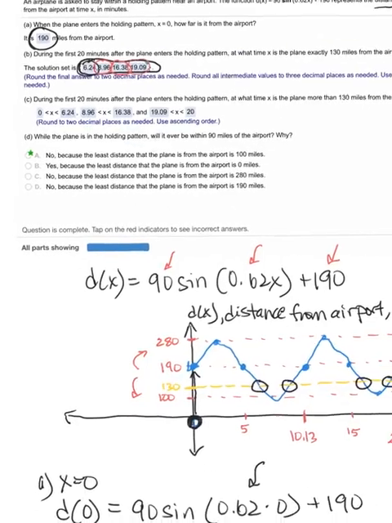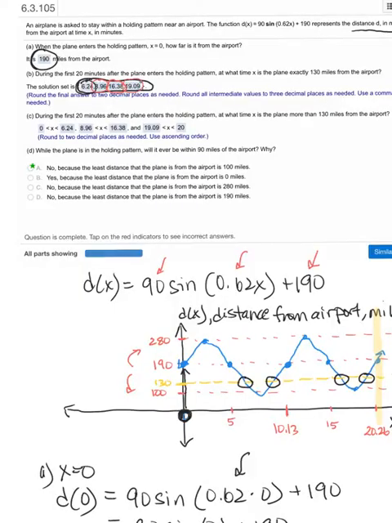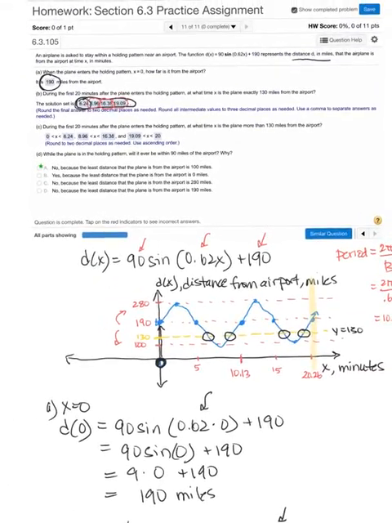And then the second part says, okay, we don't want to know when it actually equals 130. We want to know when the plane is more than 130 from the airport. Well, you can either go to the decimal screen or you can look at my little sketch here, because we now know these points that are circled in black. I know that this point right here is 6.24, this point is 8.96, this circled one is 16.38, and this one right here is 19.09.